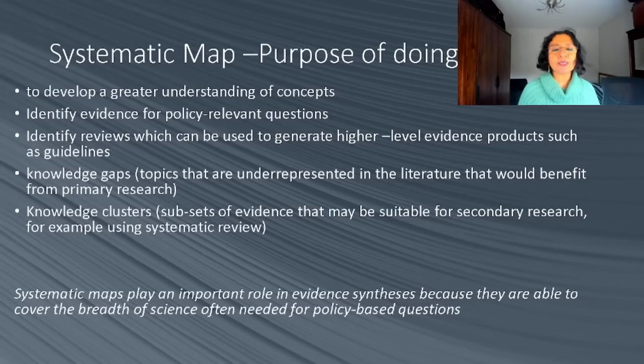So, what is the purpose of doing a systematic map? To develop a greater understanding of concepts, to identify evidence for policy relevant questions, to identify reviews which can be used to generate higher level evidence products such as guidelines, to identify knowledge gaps, and to identify knowledge clusters, that is, subsets of evidence that may be suitable for secondary research, for example, using systematic review methodology. So, systematic maps play an important role in evidence synthesis because they are able to cover the breadth of science often needed for policy based questions.